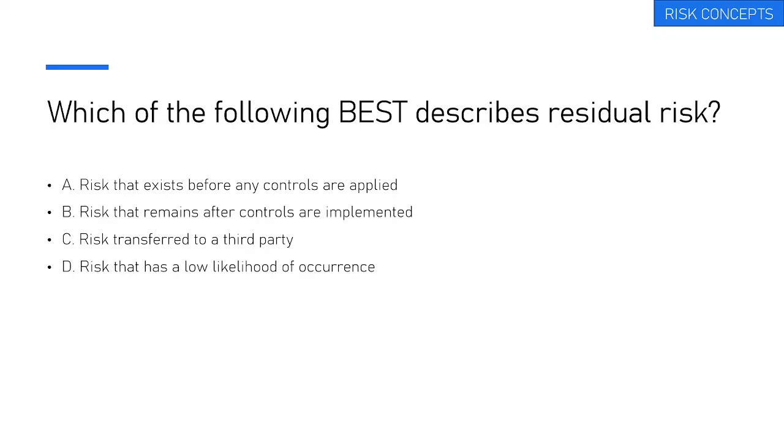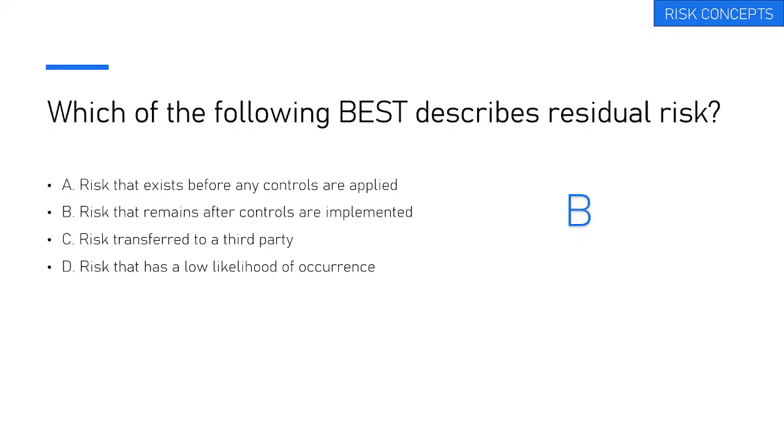So there are four choices: risk that exists before any controls are applied, a risk that remains after controls are implemented. So I think it's going to be B no matter what. Based on what I just read, risk transfer to a third party, that's a risk transfer. Risk that has a low likelihood of occurrence. And you never know, right? So let's see, the right answer is B.